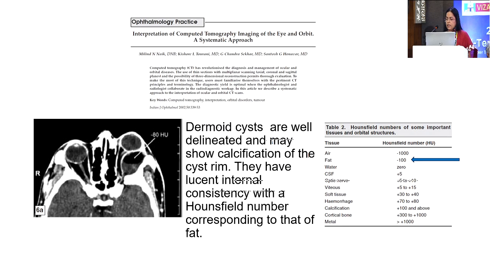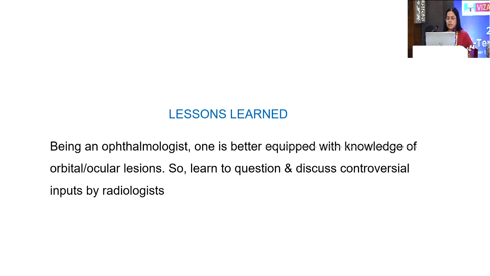Coming to the literature review, we know that a dermoid cyst will have fat contents. Fat has about -100 Hounsfield units, so it will be hypodense. Maybe because of other components, the picture will look a little like this. So obviously, it was not matching our lesion. The lesson learned is that, being ophthalmologists, we are better equipped with knowledge of orbital and ocular lesions, so learn to question and discuss controversial inputs by radiologists.